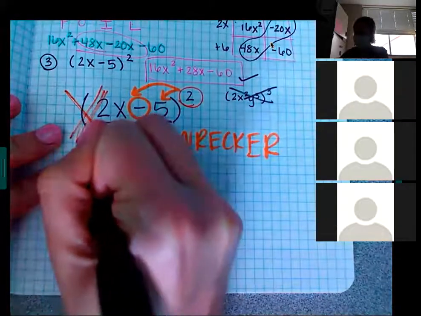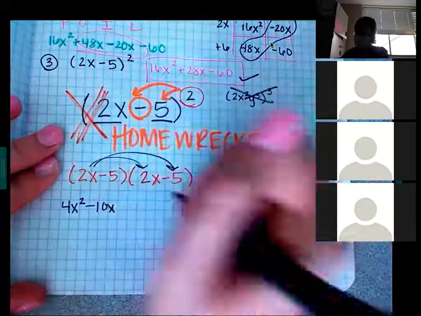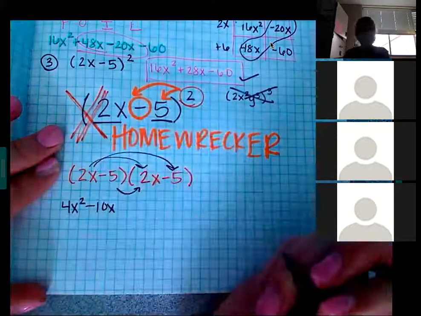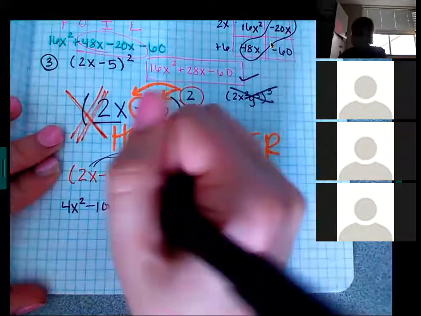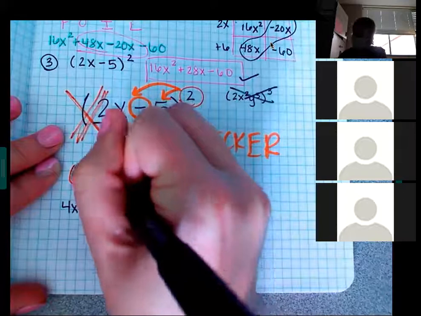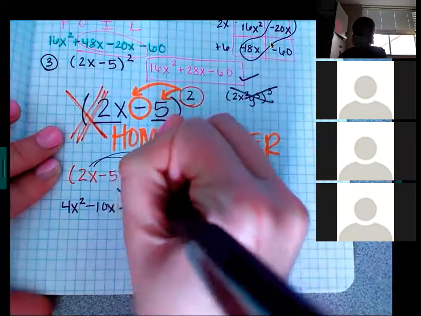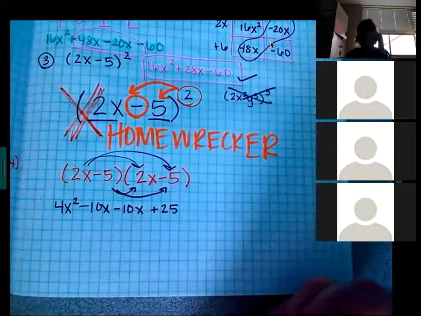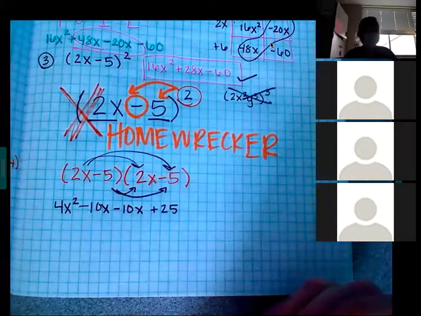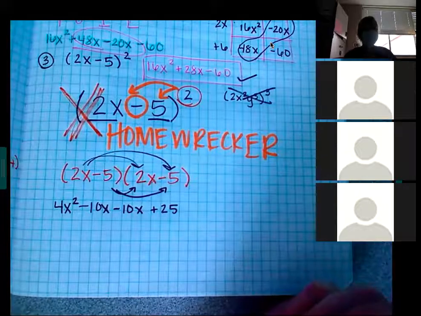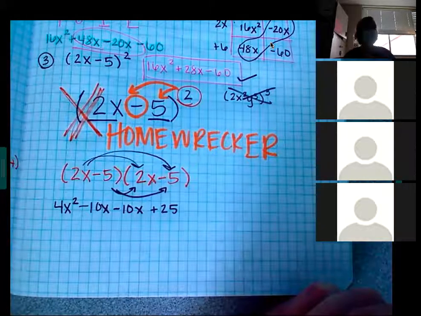Negative 10x. Good, I'm going to draw arrows for y'all so y'all know what I'm doing. Inside, negative 5 and 2x. Negative 10x again. And last, what's negative 5 times negative 5? Positive 25. So what would the final answer be?